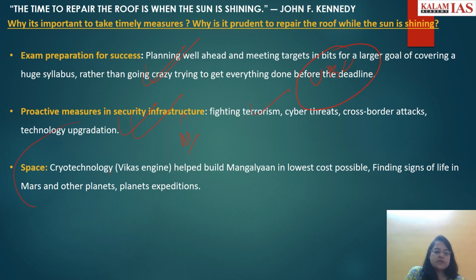So for space also you can write how we got prepared for the Mangalyaan at the lowest cost possible. That was only because of the cryo technology that we installed in the Vikas engine in the 1980s. So because of this preparedness of cryo technology, we could easily build Mangalyaan at the lowest cost possible. So this was all because of the preparedness.